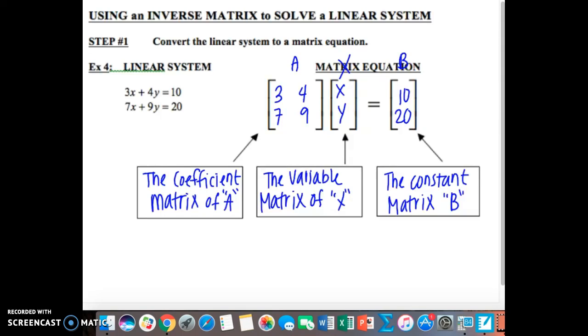This is part 2 of JSteele's Precalculus, section 7.6. If you can recall from the first part of the video, we were using the inverse matrix to solve a linear system. We have the linear system all set up with all the matrices, where the matrix A is 3, 4, 7, 9, matrix X is x, y, and matrix B is 10, 20. So this is our first step.